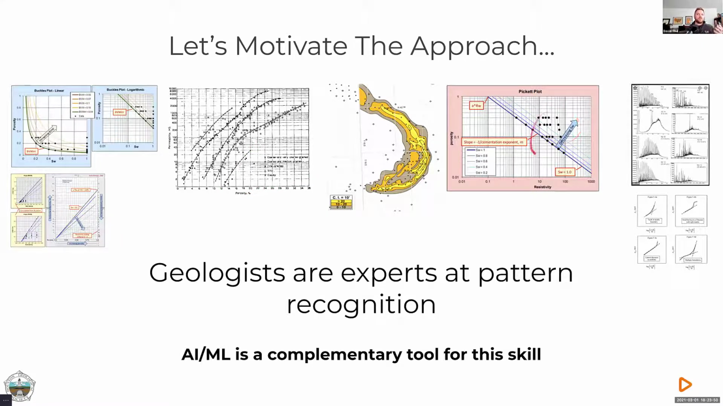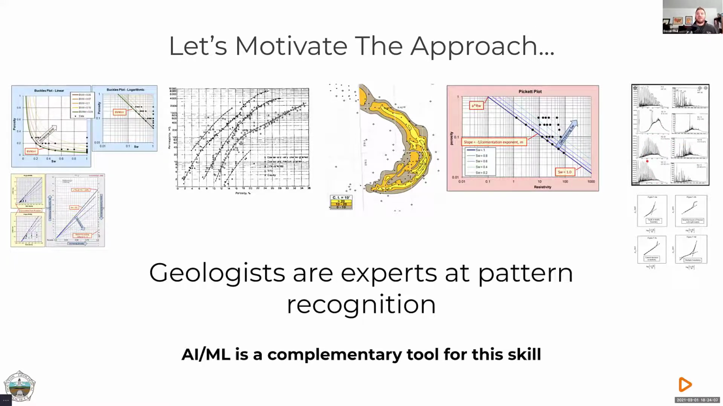The same is true for picket plots. They're kind of doing the same thing, but also geochemistry data, right? We're looking at what's the trace of the chromatogram and what does that mean compared to our experience or other samples that are available.